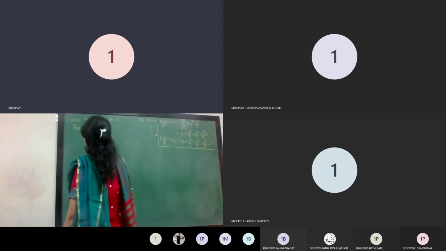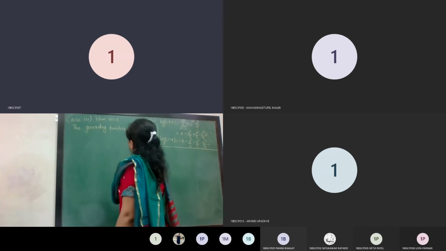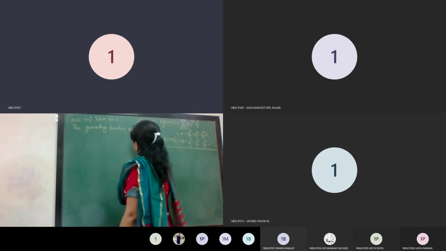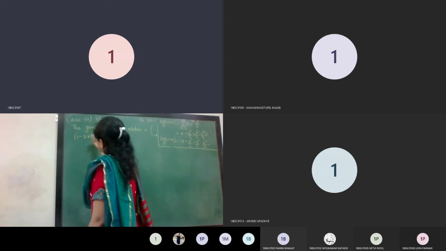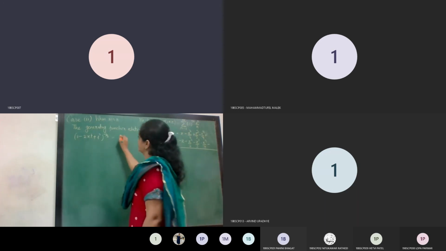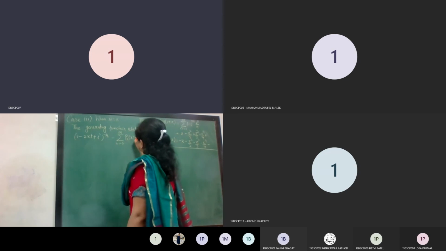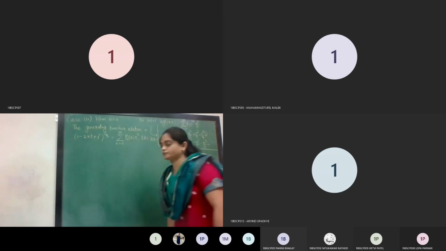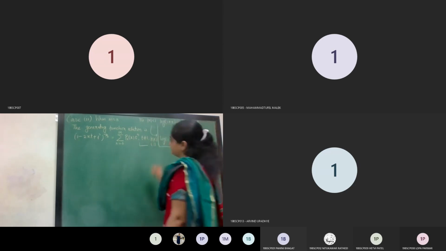It is 1 upon under root of (1 - 2xt + t square), that is (1 - 2xt + t square) whole raised to minus 1 by 2, is equal to the summation n equal to 0 to infinity Pn(x) t raised to n. These two are the conditions. Let me call this equation number 1.